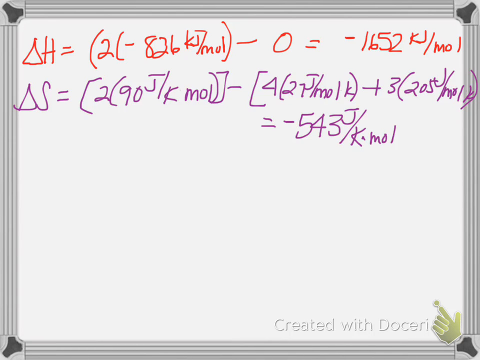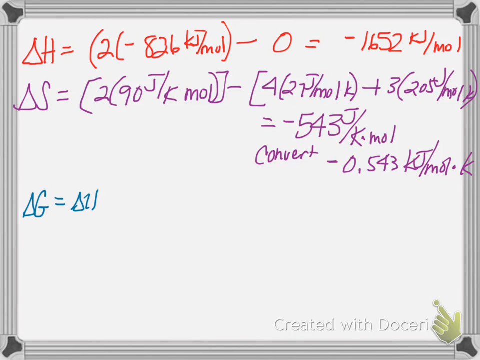I know that when I use my delta G equation, I'm going to need this to be in kilojoules, so I'm going to immediately convert, and so it would be a negative 0.543 kilojoules per mole K. That way when I go to plug it in the delta G equation, I'm good to go. It's a good habit to get into, and so you don't accidentally use 1 in joules and 1 in kilojoules. So now let's do delta G.